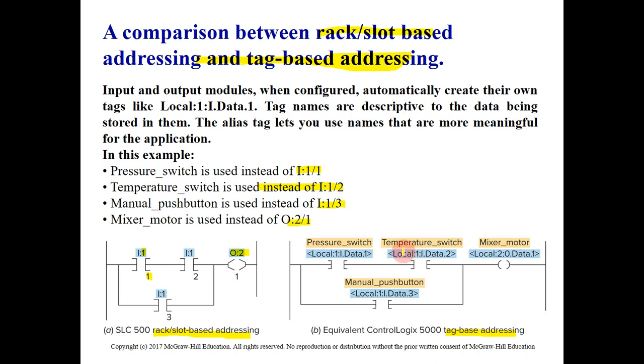But for the tag based addressing, we need to define here what is I11. He said I11 is a pressure switch, so we write here pressure switch, and this address will be generated automatically. What is the type of the second instruction? It is a temperature switch, so we write here temperature switch, and the address is automatically generated. The third one is the manual push button, so this will be the manual push button with its address. And also here is the mixer, the output of your control or your PLC system.